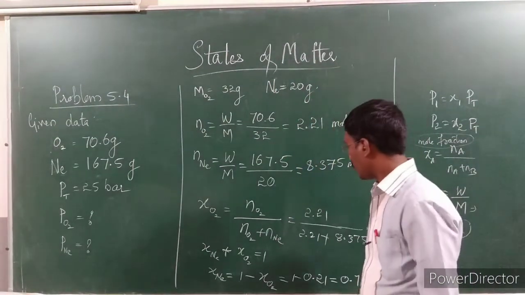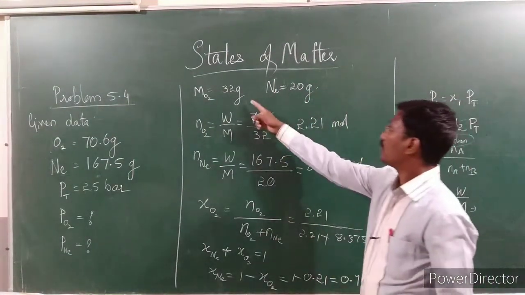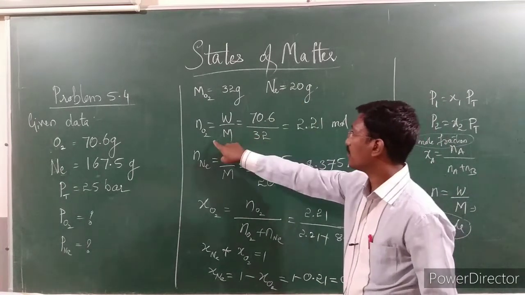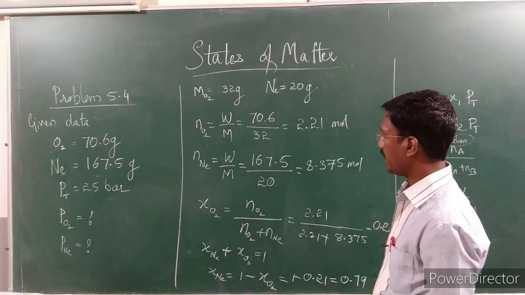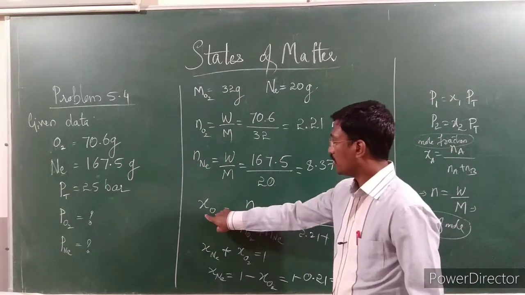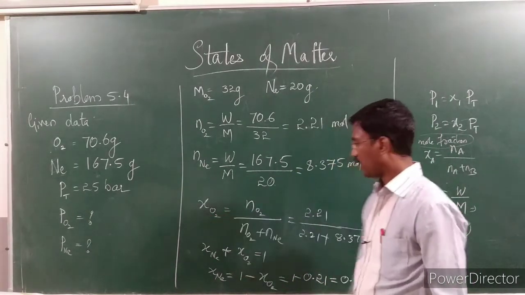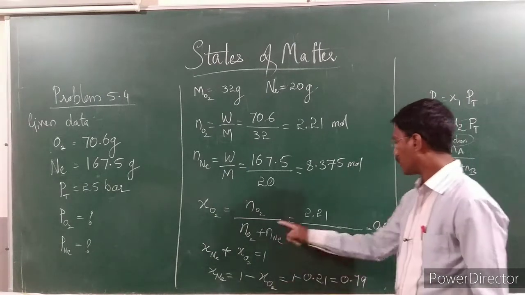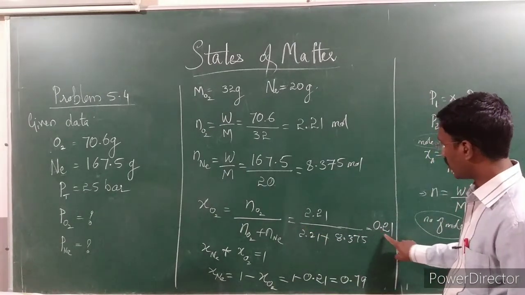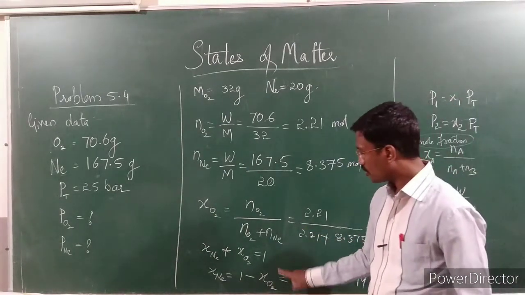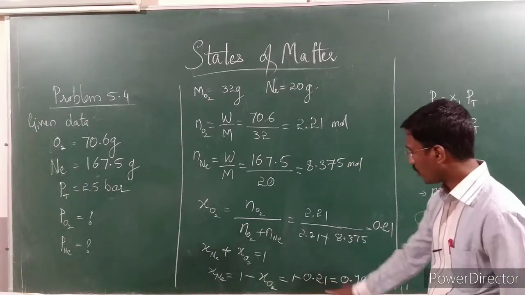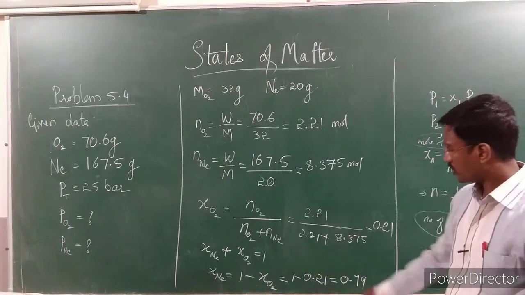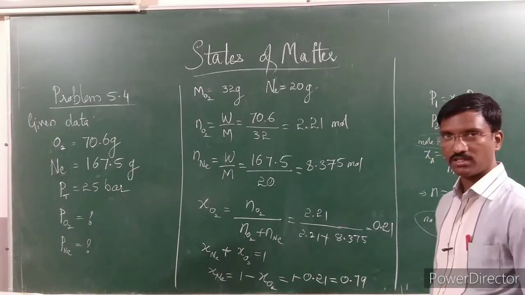Look here. Now we have calculated, from the molar mass, the number of moles of oxygen and the number of moles of neon. By this Na and Nb, we have calculated the mole fraction of oxygen and the mole fraction of neon. So the mole fraction of oxygen is 0.21. Therefore the mole fraction of neon is 1 minus x0, 1 minus 0.21, which gives 0.76.